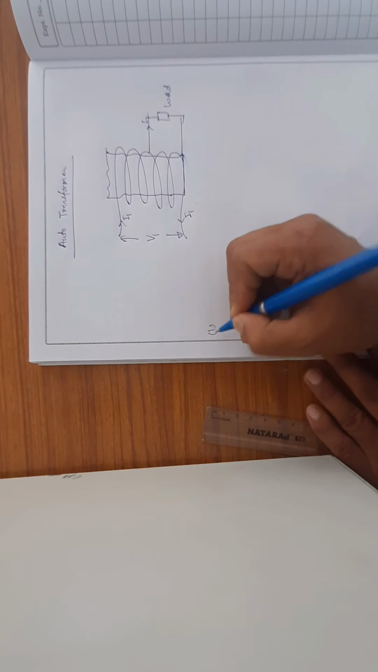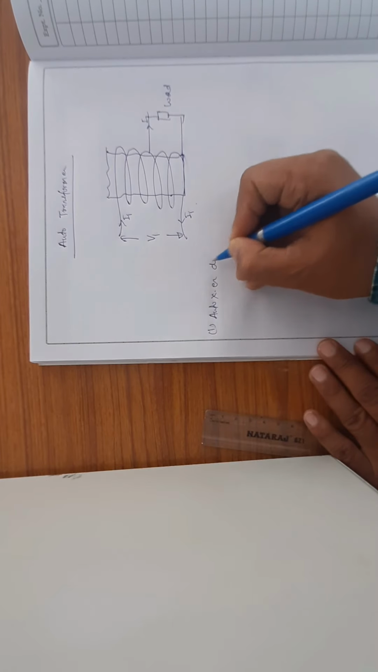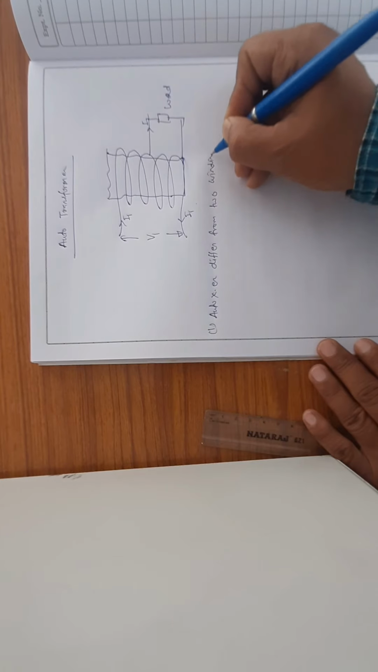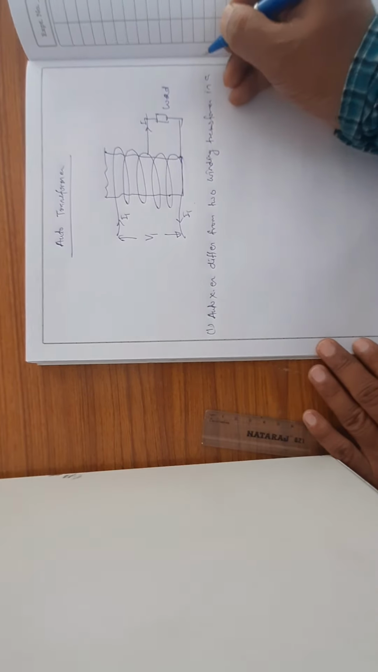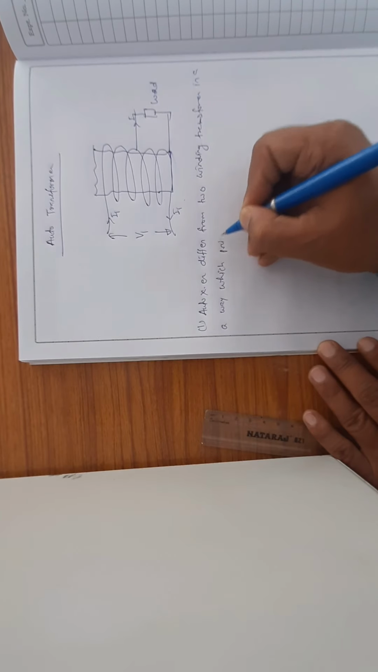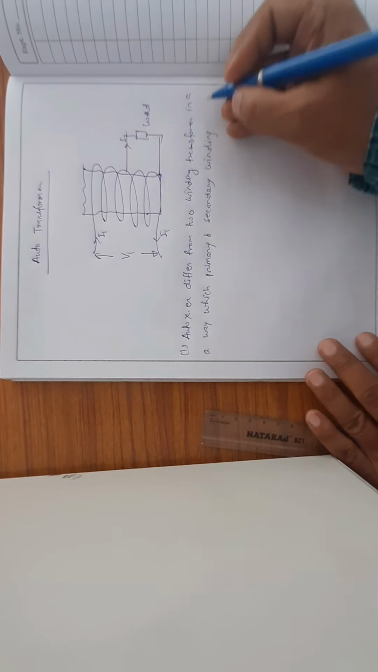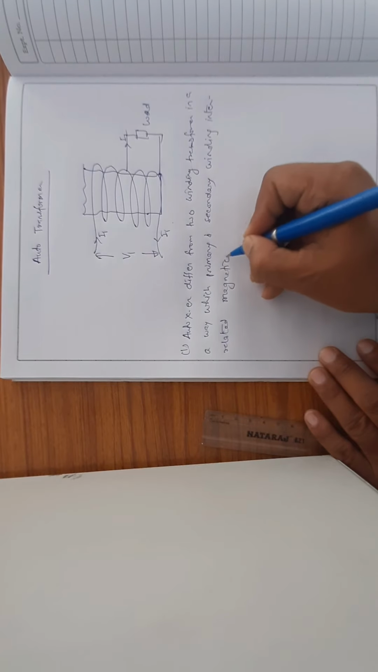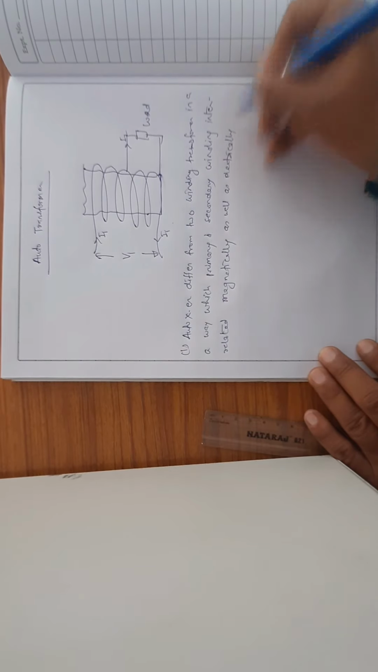The auto transformer differs from a two-winding transformer in a way in which the primary and secondary windings are interrelated magnetically as well as electrically. Okay, first point is here.